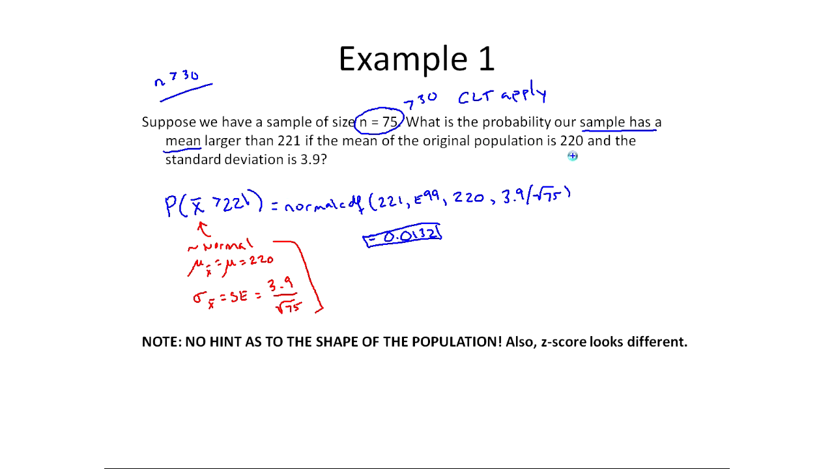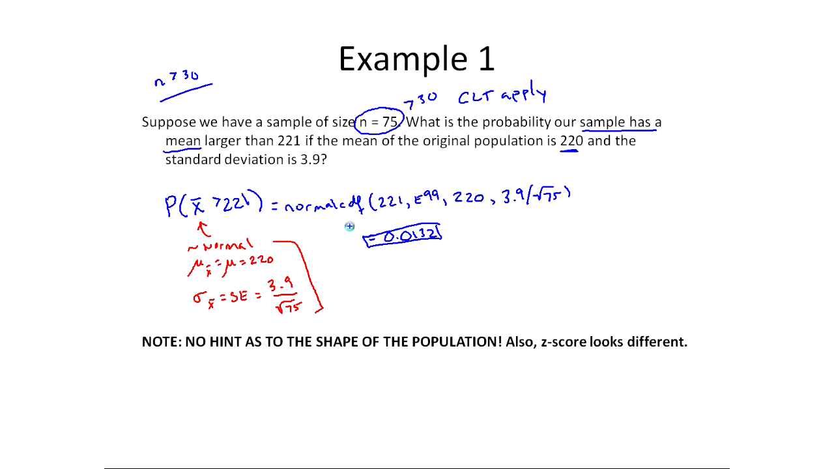So if you think about this, that means we could take a random sample of size 75, and the chances are we're probably going to be pretty close to our sample mean being 220. Sometimes, though, as we can see here, about 1% of the time, it will be bigger than 221, which is much further than you might think a sample mean would be. What we're seeing here is the sample error. So sample error is something we can actually measure.